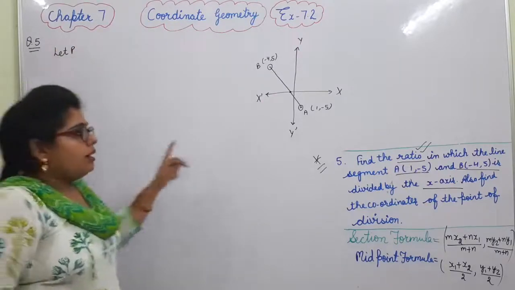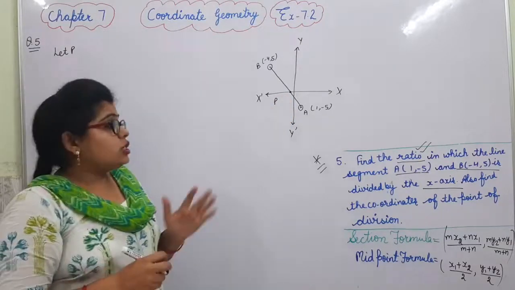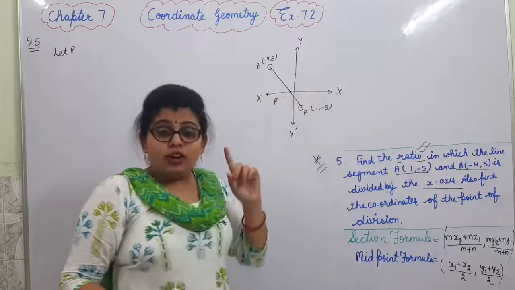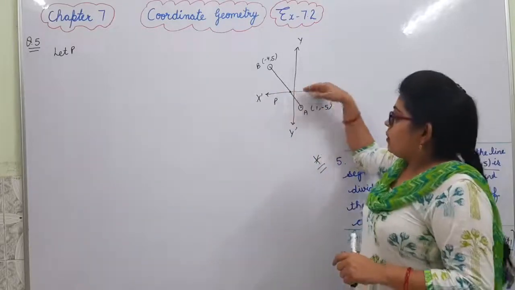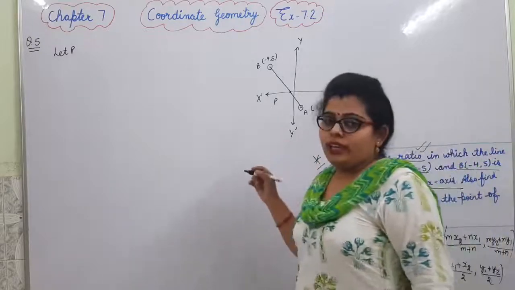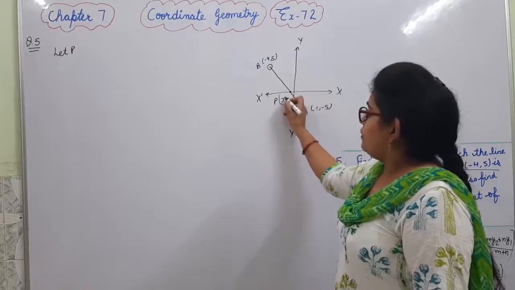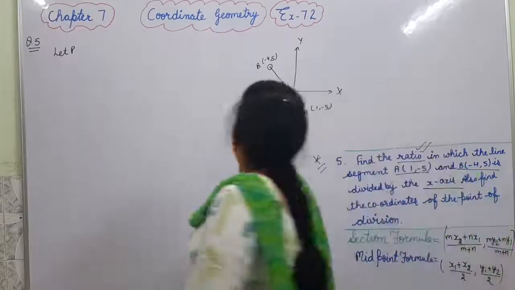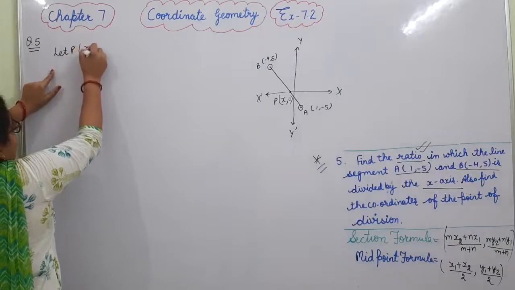Let this point be P, and now its coordinates will be, yes dear students, it is on the x axis, and we know that on the x axis the value of y is 0. So what will be the coordinates of P? We will find the value of x, and y is 0. So the coordinates of P are x and 0.